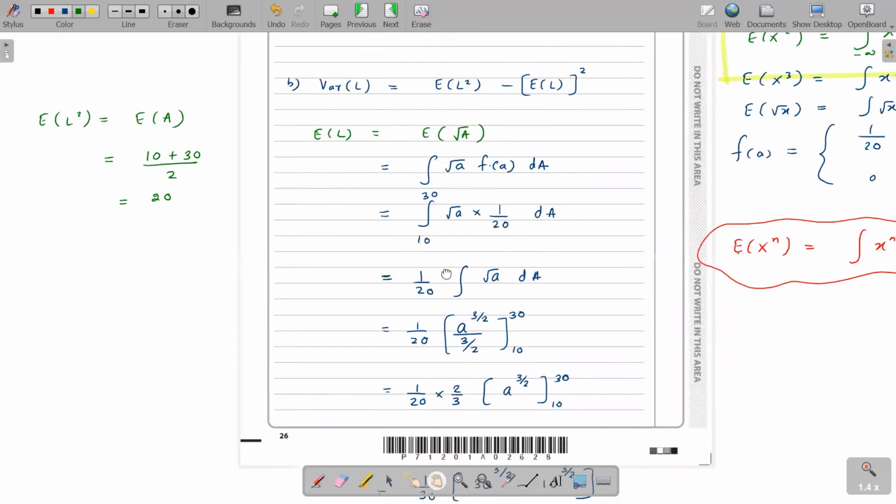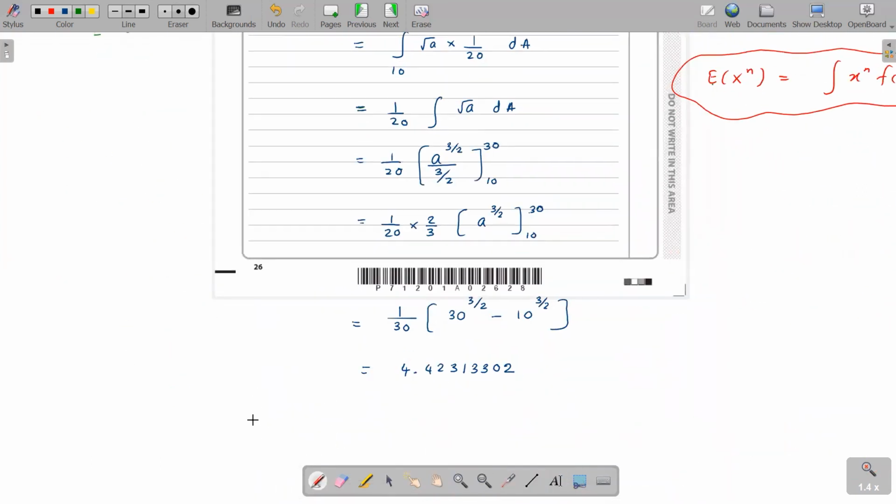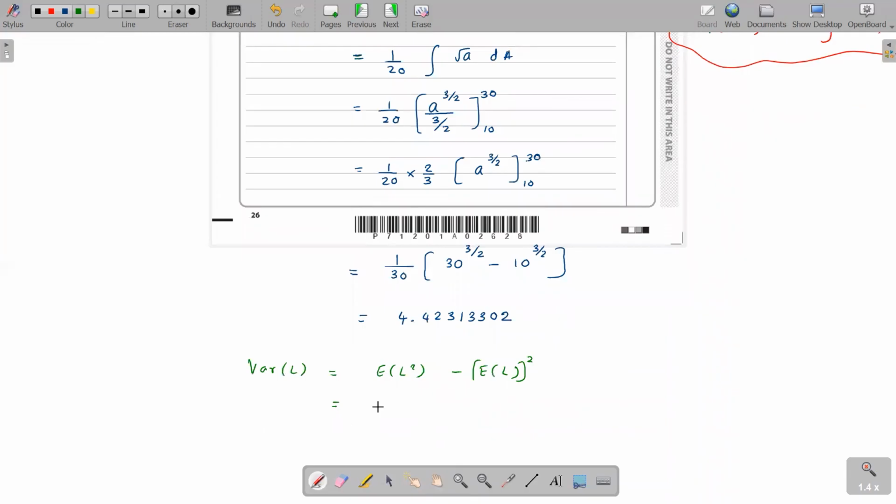Now get variance of L. So variance of L is E(L square) minus E(L) whole thing square. E(L square) is 20 minus this answer, 4.42313302. Just give the whole value, square it. Can I have the answer here? Yeah, final answer you can give it to 3 SF. 0.436 is your final answer to 3 SF.